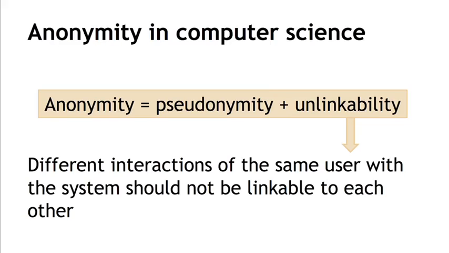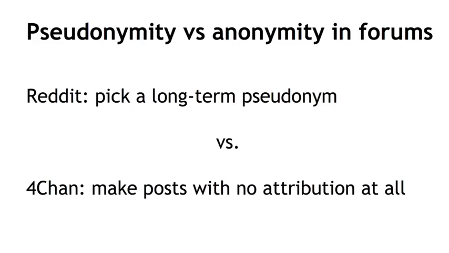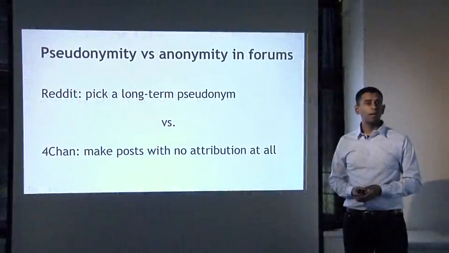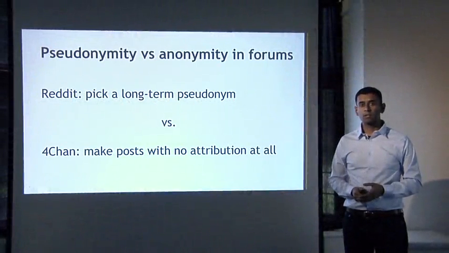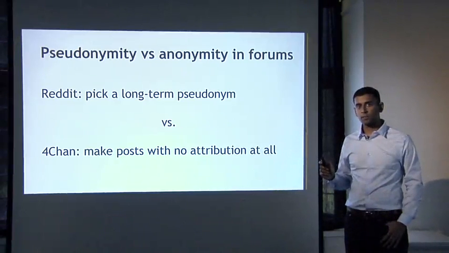And one good way that I like to explain this is to look at online forums. And again here, the distinction between a mere pseudonymous interaction and anonymous interaction comes up in different forums. Reddit is a good example of a forum where you pick a long-term pseudonym and interact over a period of time with that pseudonym. You could create different pseudonyms, but it's going to be practically infeasible to create a new pseudonym every single time you want to post a comment, and it's not even very meaningful. So Reddit offers pseudonymous interaction.